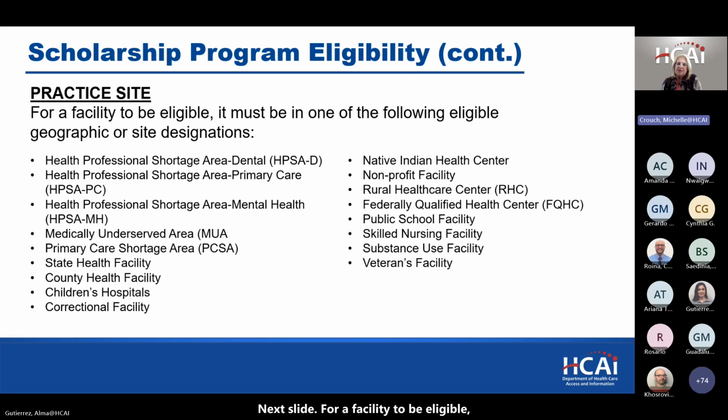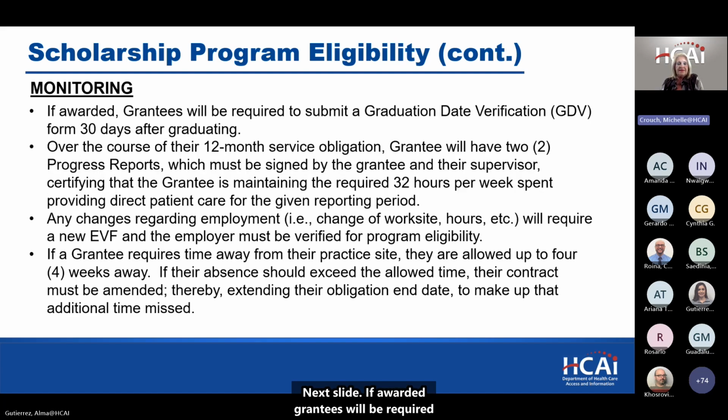For a facility to be eligible, it must be in one of the following eligible geographic or site designations. They can include dental, primary care, and mental health professional shortage areas, medically underserved areas, state or county health facilities, rural healthcare centers, and federally qualified health centers. The list is pretty extensive. Next slide.